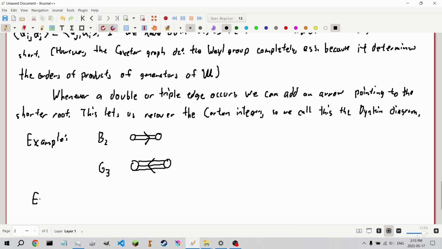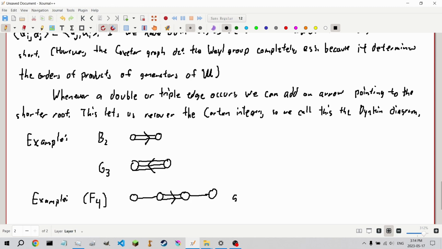Or a more involved example, I'm going to give a diagram for what turns out to be F4. So it looks like this, right? We've got a single link to there, we've got another root here with a double link pointing that way, and another pointing this.